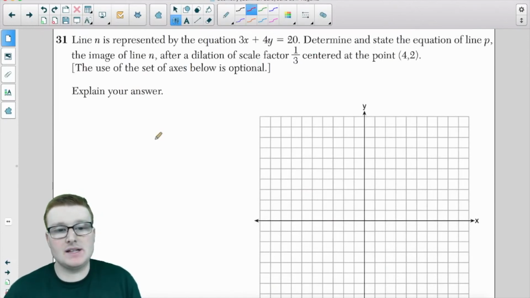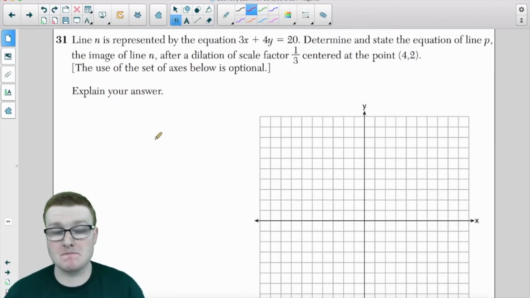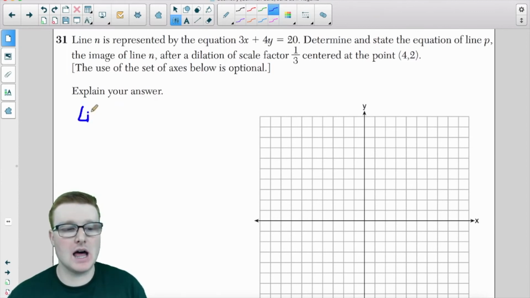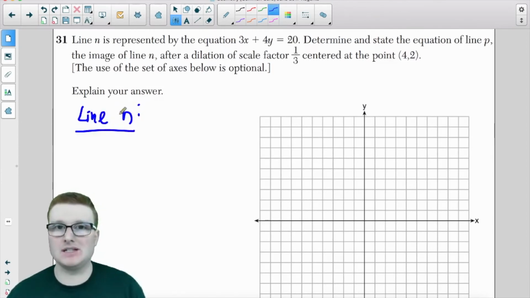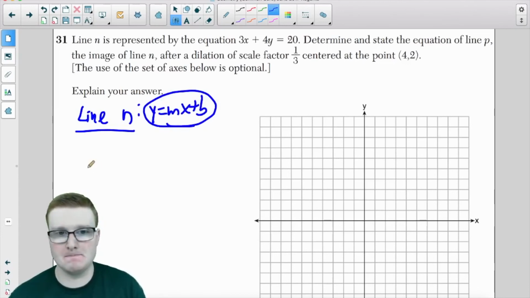Line N is represented by the equation 3x plus 4y equals 20. Determine and state the equation of line P, the image of line N, after a dilation of a scale factor of 1/3 centered at the point 4, 2. Okay, first things first. I am going to put line N into y equals mx plus b form, because we could work with this form.